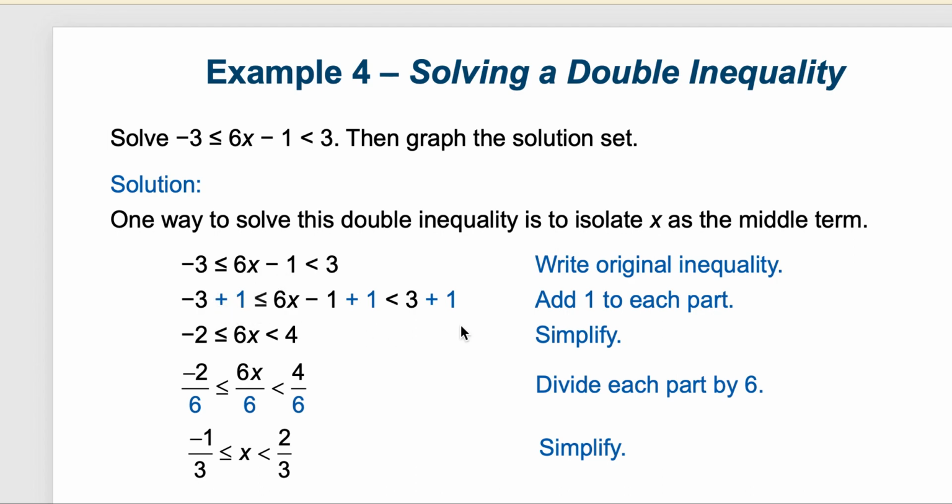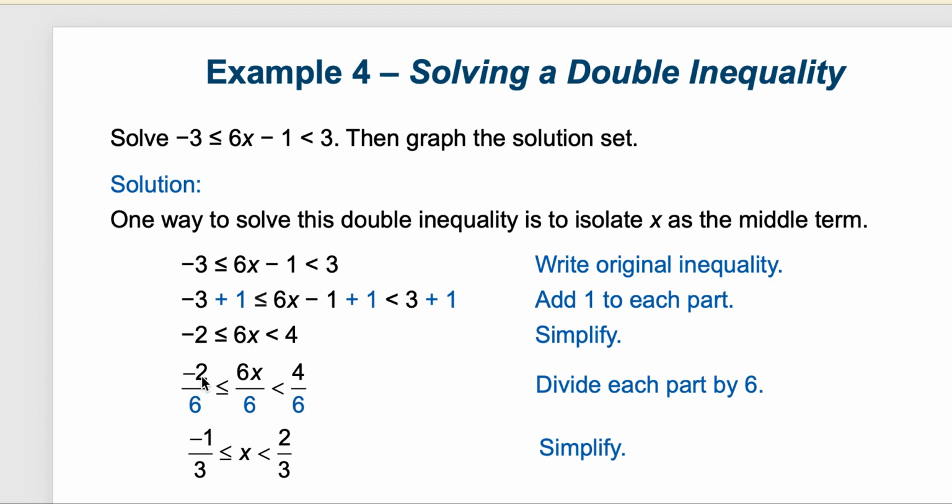So if you do add 1 on both sides, you have negative 3 plus 1 is less than or equal to 6x minus 1 plus 1 is less than 3 plus 1. Or negative 2 is less than or equal to 6x is less than 4. And then we're going to isolate the x, so we're going to divide the whole inequality by 6.